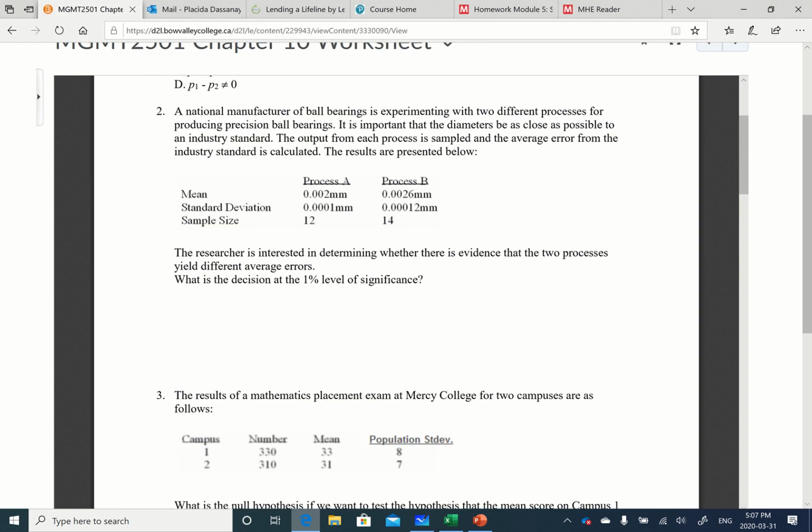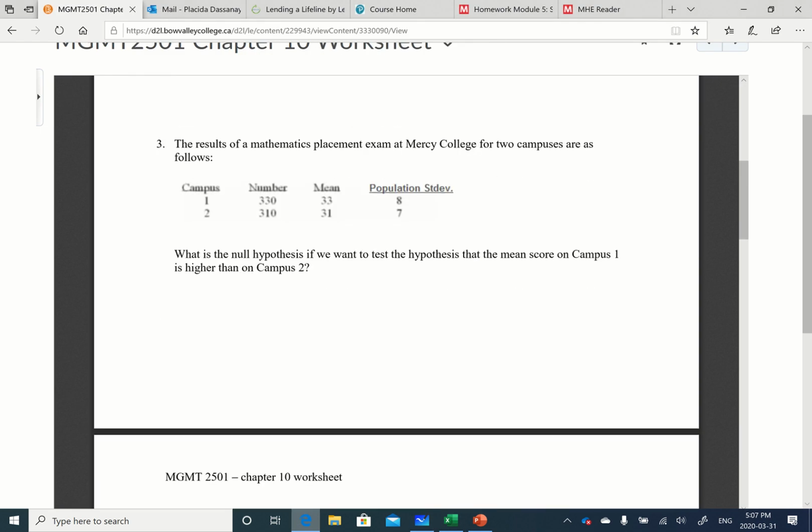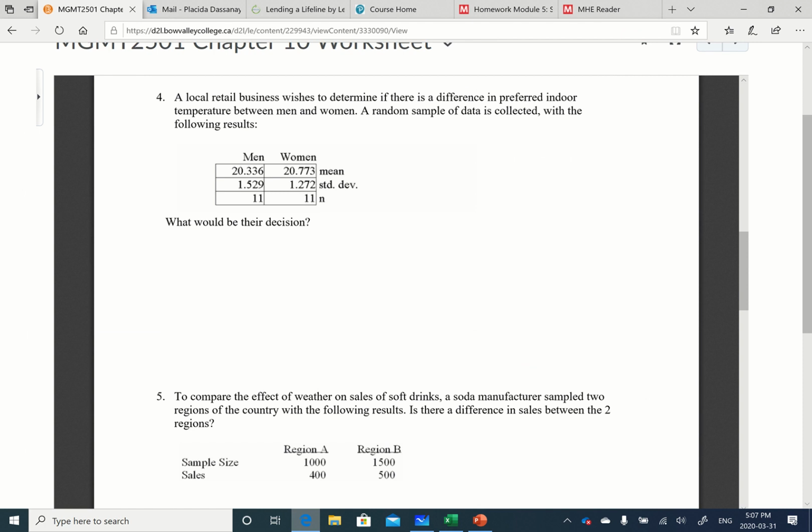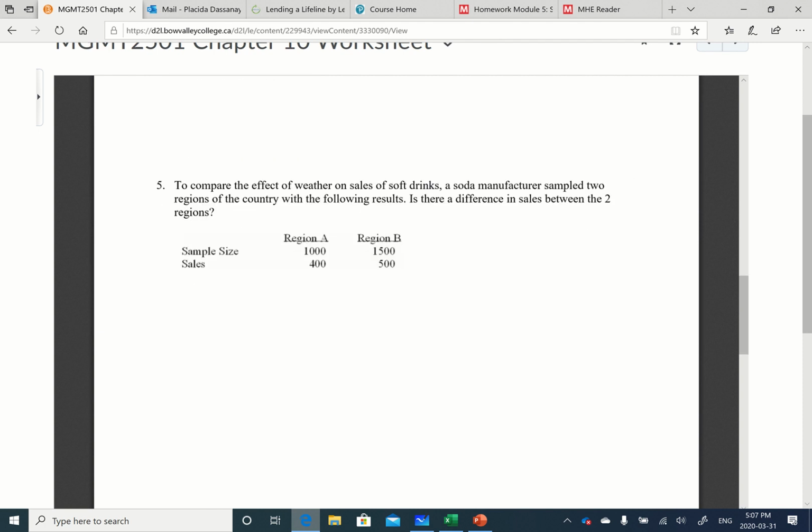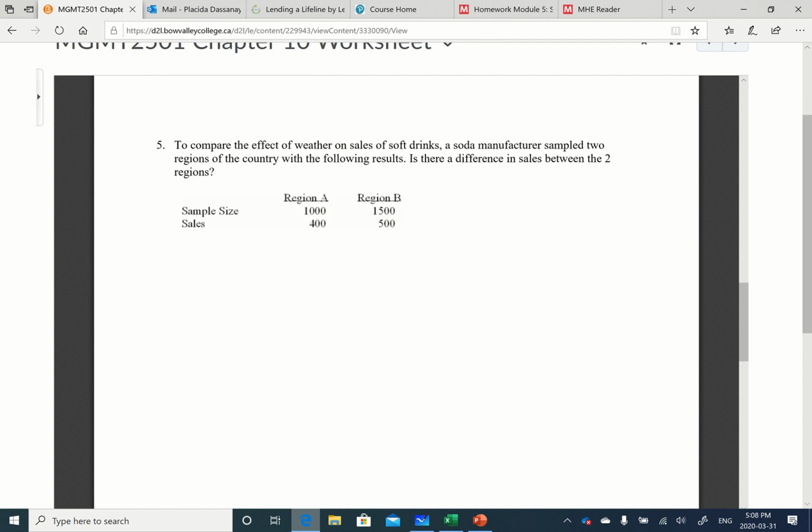Right. And then so all these questions, same approach. So this one is for proportion. So question number 5, I'm going to do number 5, and then I'm going to jump to a textbook question to show you an example for paired observations. So this one, question number 5.